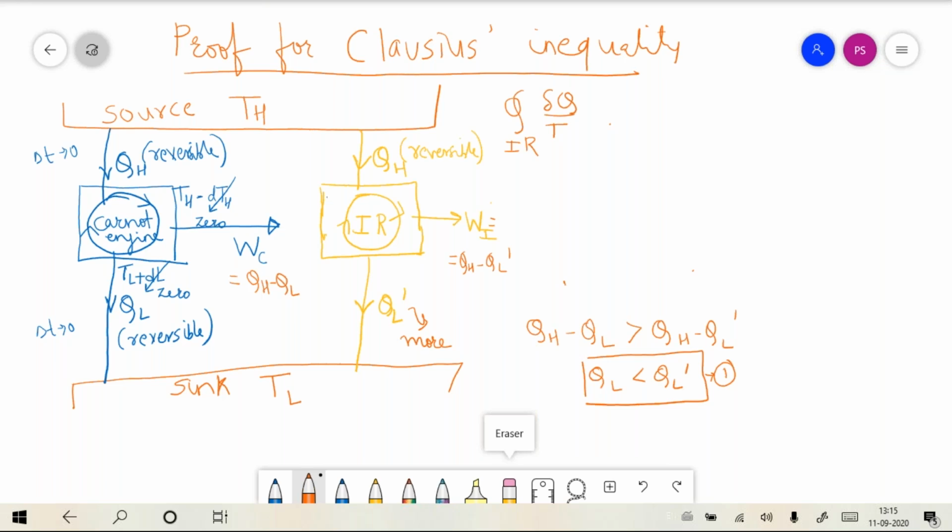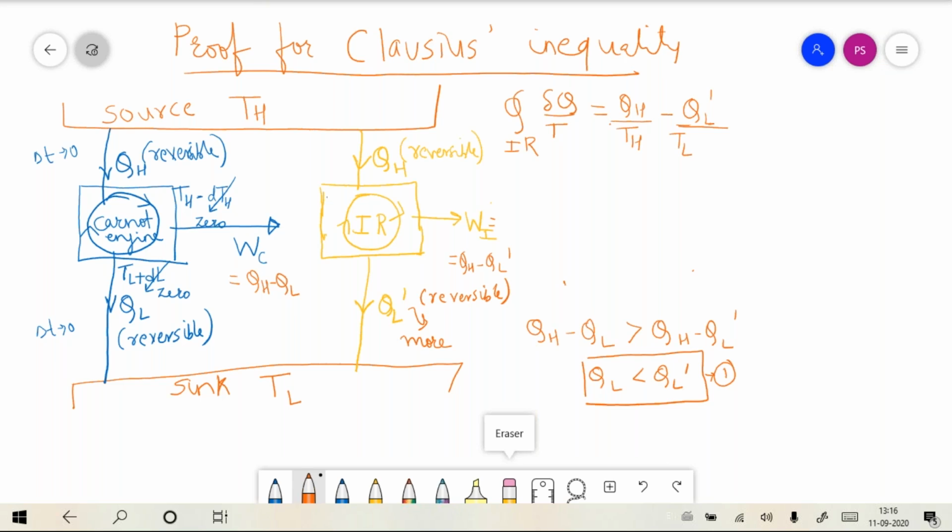So the cyclic integral of del Q by T for the irreversible engine would be QH upon TH minus QL dash upon TL. We are assuming that this heat transfer is also reversible. So this engine also is externally reversible, but this engine is internally irreversible.